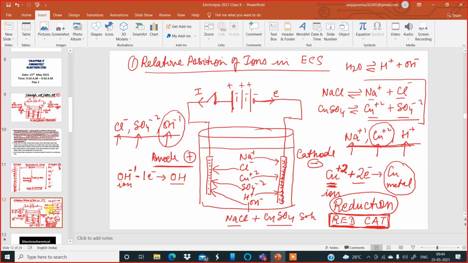In this manner, if I take 4 hydroxide ions, one hydroxide ion will form another OH. I will take one more hydroxide ion, lose one more electron to become another OH. I take one more hydroxide ion, remove one more electron, it becomes one more OH.